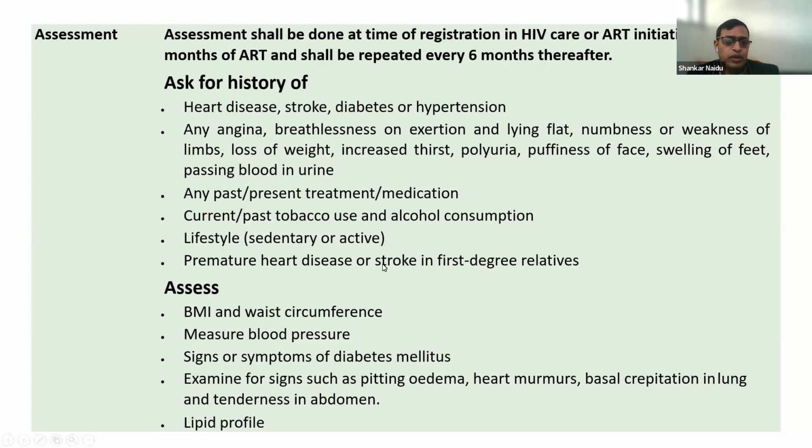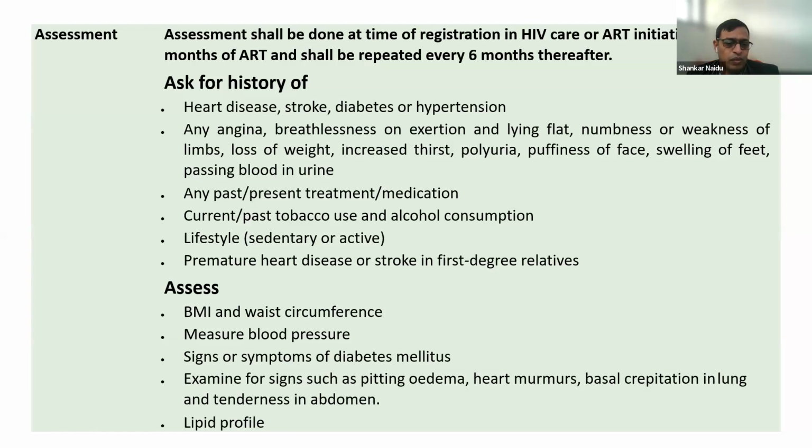The other important thing that we need to find out is whether the patient has any history of usage of tobacco, either currently or in the past, because even if the patient consumed in the past and is currently not consuming, there is still a relatively increased risk of developing various cardiovascular diseases. Also ask about alcohol consumption and other illicit drug usage. Then we should also inquire about lifestyle and whether there is any family history of premature heart disease or strokes.